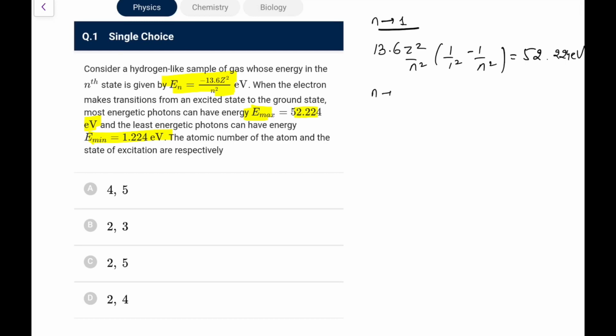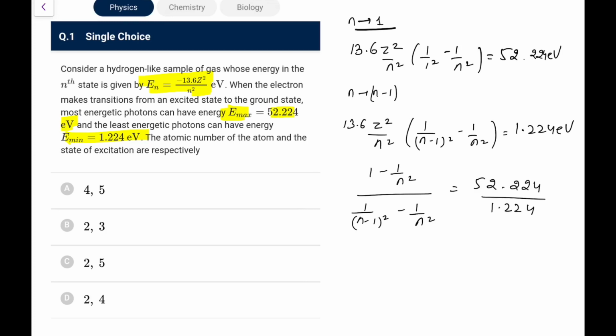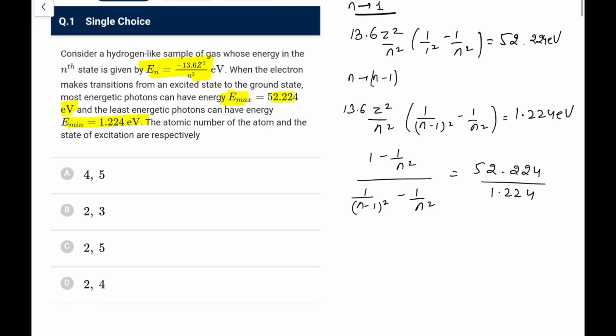Second, the minimum would be when it makes a transition from n to n minus 1, which we can write as 13.6 Z square by n square into 1 upon (n minus 1) whole square minus 1 upon n square. That comes out as 1.224. So now Z and n are the two variables, you can solve them. First thing is you can divide them. So if I divide (1 minus 1 by n square) upon (1 upon (n minus 1) whole square minus 1 upon n square), it is 52.224 upon 1.224.